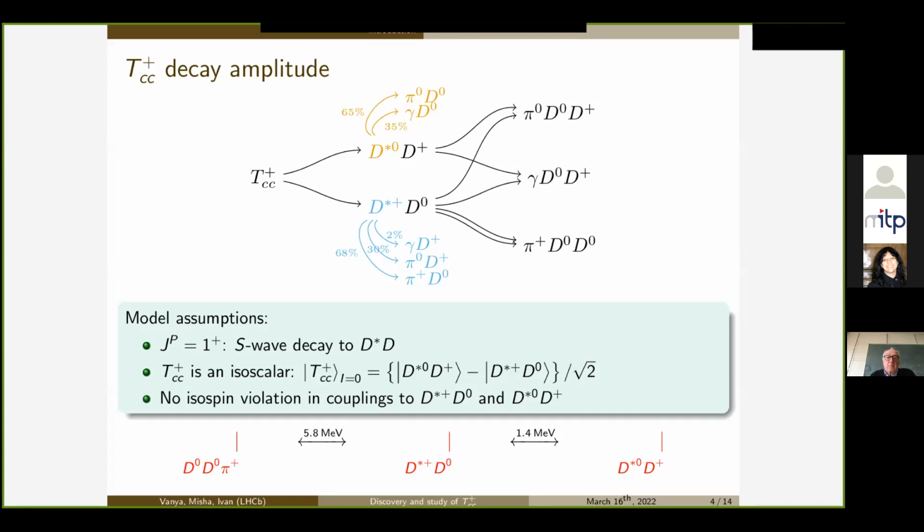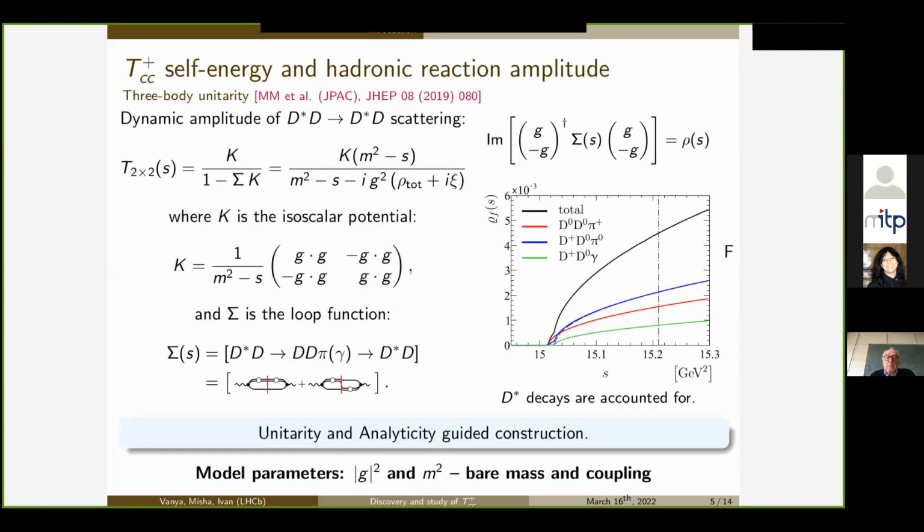So after the two assumptions, actually all the matrix element for the decay is fixed, because the consecutive decays of the D star to D pi or D gamma are fixed because of the known quantum numbers and known branching fractions. So once we do this, we want to get the final amplitude for the decay depending on the mass of the D D pi combination. And for that, we construct an amplitude in a way which would preserve both unitarity and analyticity.